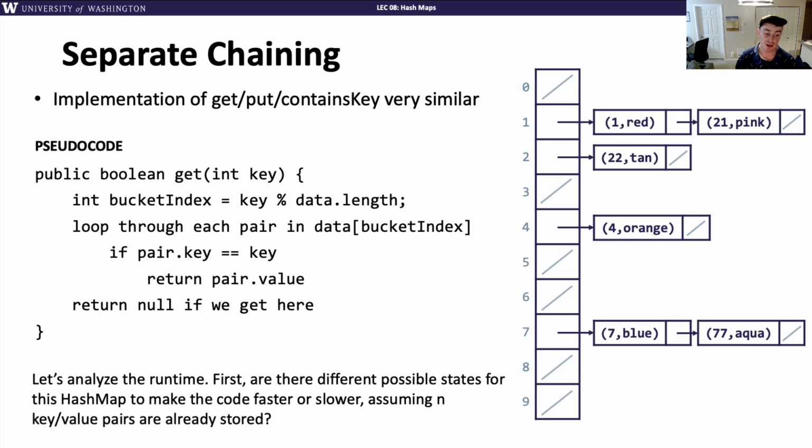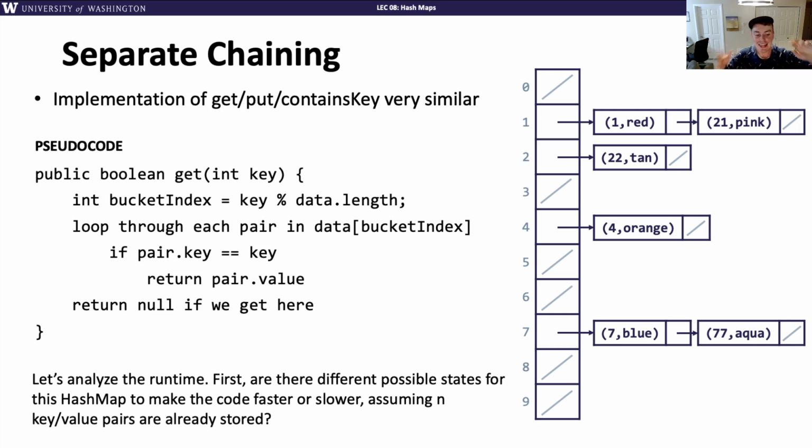So let's try analyzing the runtime of this structure. The first question is, are there different possible states that this hash map could be in that could yield faster or slower runtimes? Does something other than the number of key value pairs in the whole map affect our runtime? You might already see from our description of the pseudocode that the runtime for get really comes from how long the chain in the bucket is, right? If that's really long, we might have to do a lot of looping. We might have our worst case, where we're looking at a key at the end of that bucket, versus our best case, where it's at the beginning.